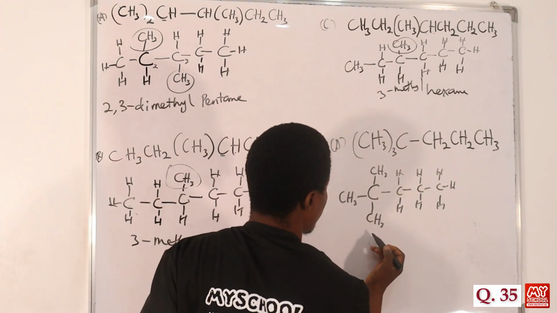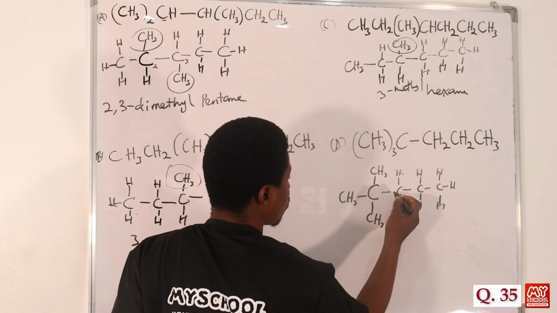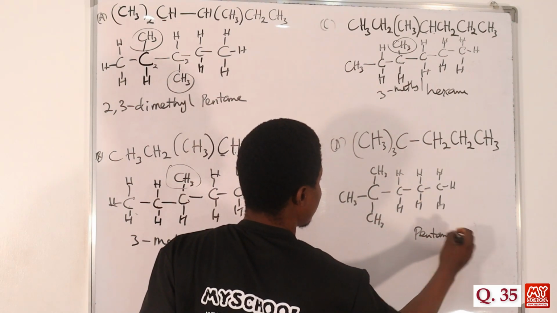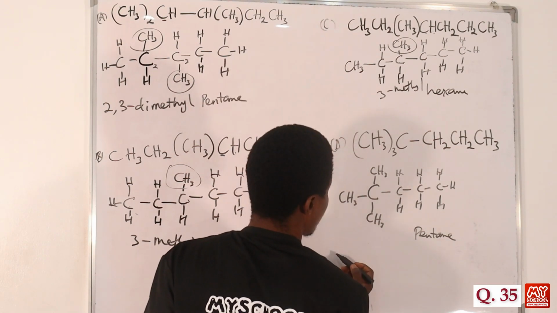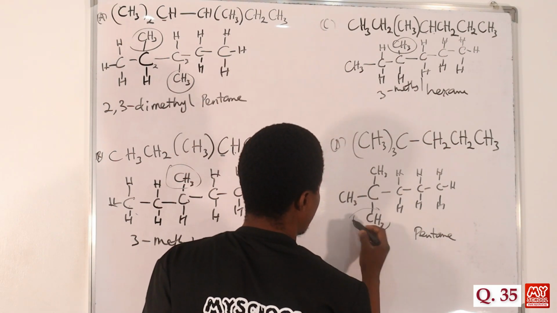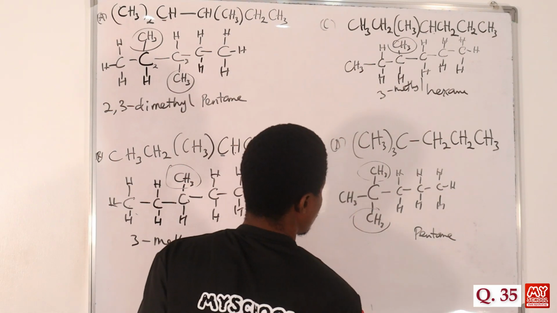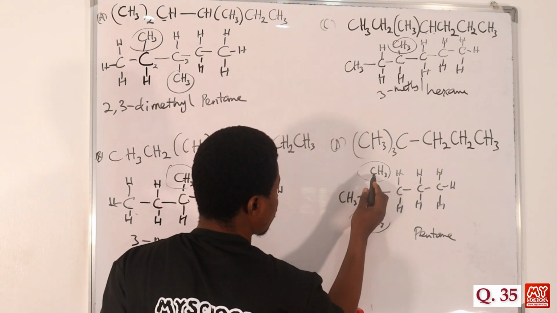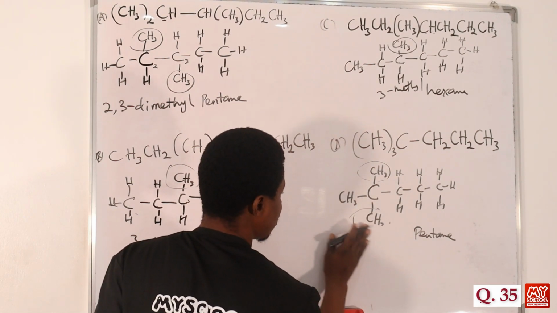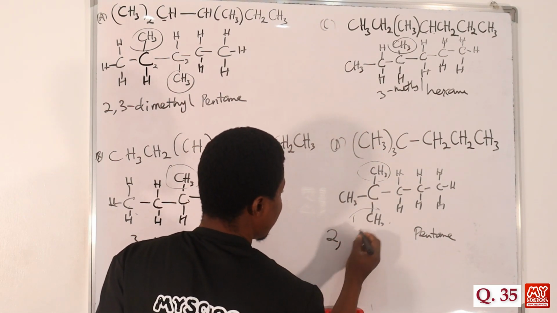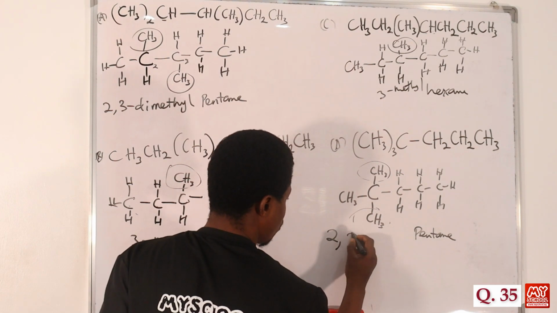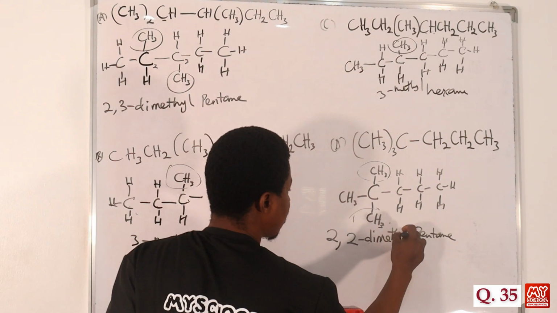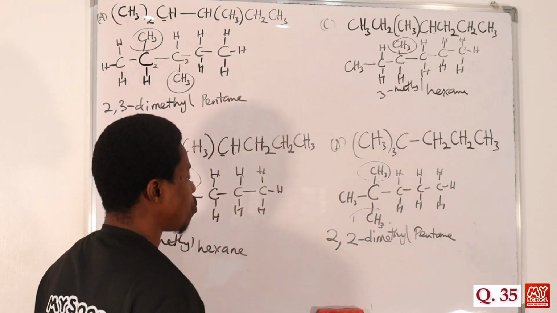And then for this one, we have 1, 2, 3, 4, 5. That is pentane, just like this. But we have a methyl group, a substituent group, on carbon 2. So we have 2 of them on carbon 2. For this first one, that is carbon 2, so we'll say this is 2, comma, and another methyl group here, 2. Then we have dimethyl pentane, 2,2-dimethylpentane.